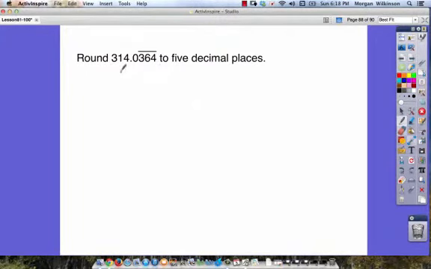Here we're going to round 314.0364, and 364 is repeating to 5 decimal places. So let's write that out, because we only have 1, 2, 3, 4 decimal places. So we're going to get 314.0364364, and we can stop there because we have 5 decimal places now. 1, 2, 3, 4, 5. And even though we're only rounding to 5 decimal places, we need that 6th decimal place to help us figure out what our answer is. Now our number that we've circled is 5 or bigger, so we round the 3 up to a 4.